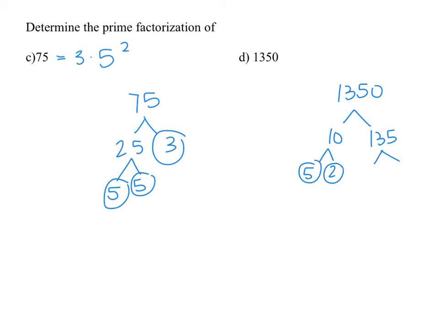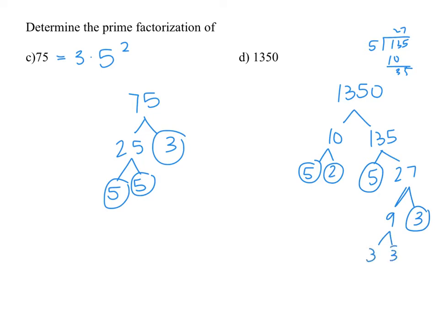135, I'm still not sure. I'll divide it by 5. I know it's divisible by 5 because it ends in 5. 135 divided by 5 is 27. 5 is prime. Circle it. 27 comes out to 9 times 3. 3 is prime. 9 is just 3 times 3. So now I have all prime numbers at the end.